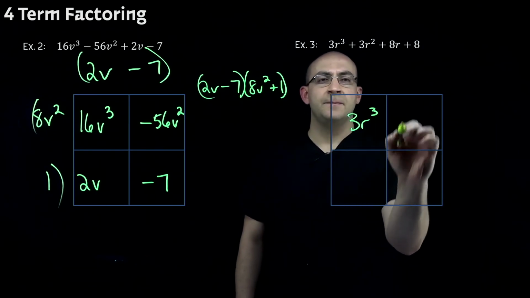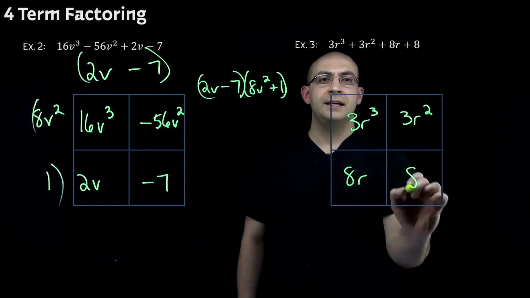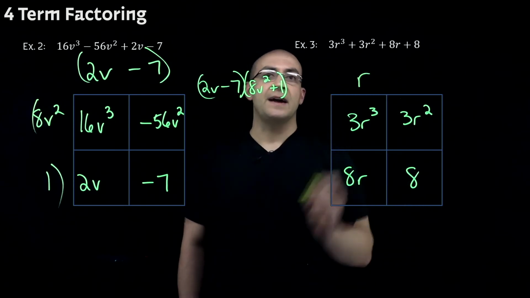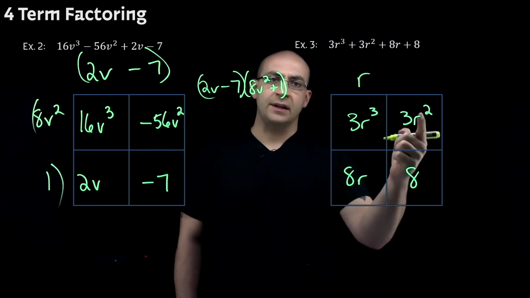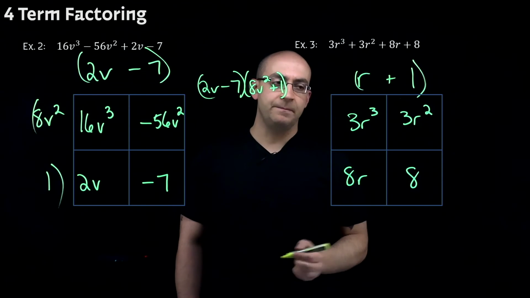3r to the third, 3r squared, 8r, and 8. Commonality here is just r, so I'm factoring out an r. Nothing here, but I have to put a 1. Our first factor set is r plus 1.